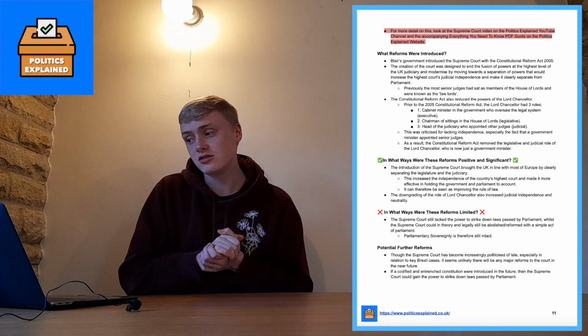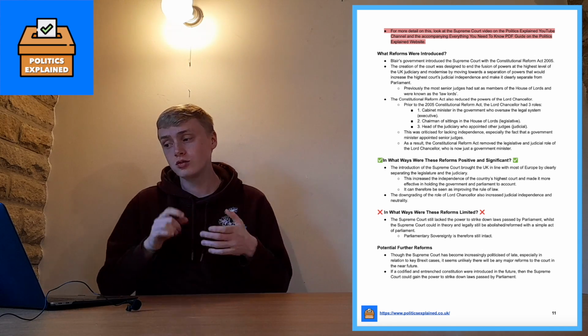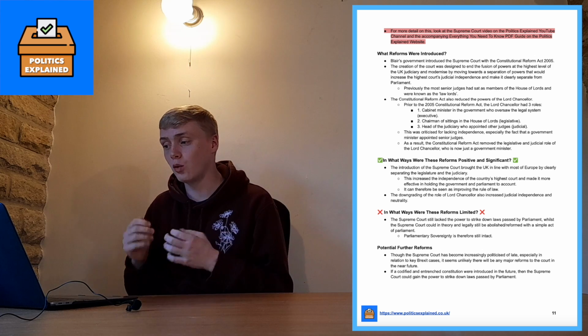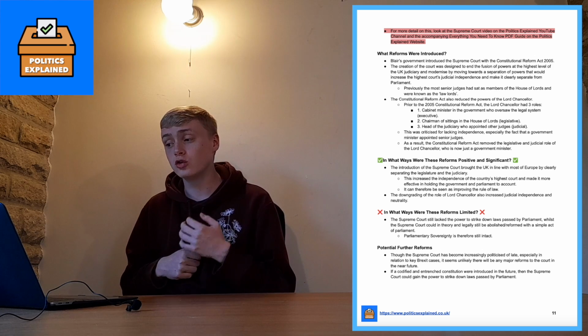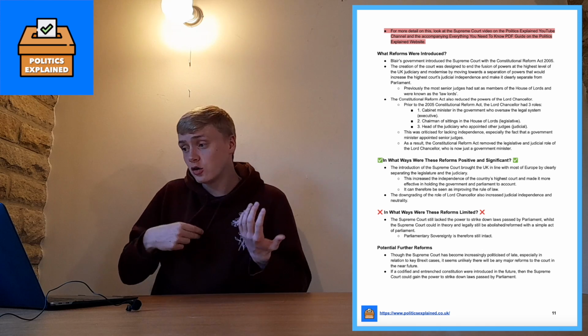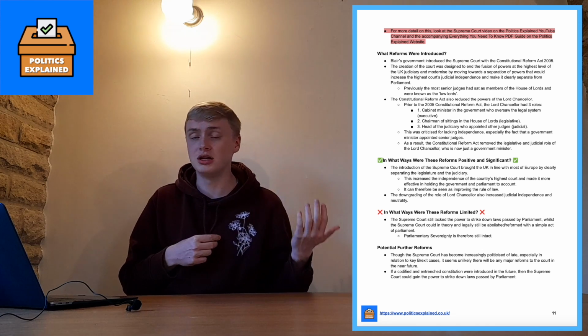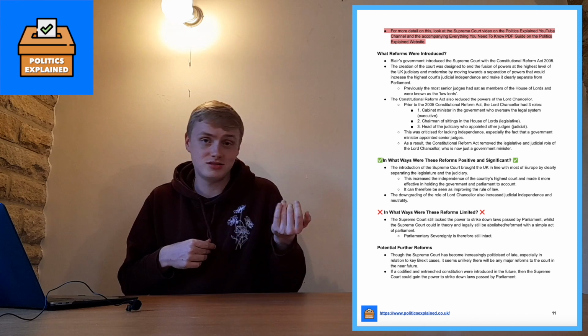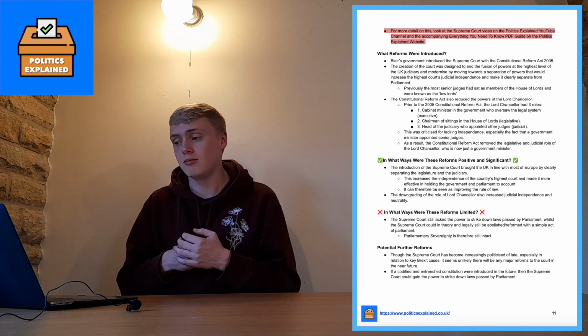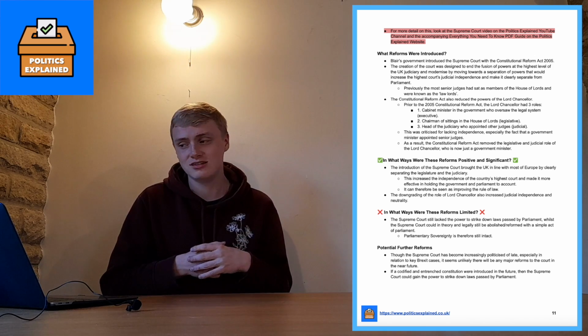On the other hand, ways in which these reforms are limited is that the Supreme Court still lacks the power to strike down laws passed by Parliament, whilst the Supreme Court could, in theory, and legally, be abolished with a simple act of Parliament. So it could simply be abolished by Parliament, and parliamentary sovereignty is therefore still intact.